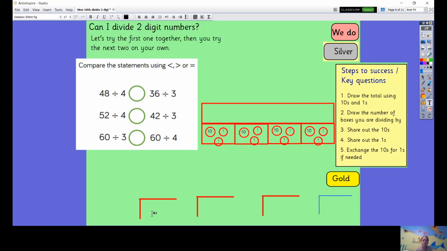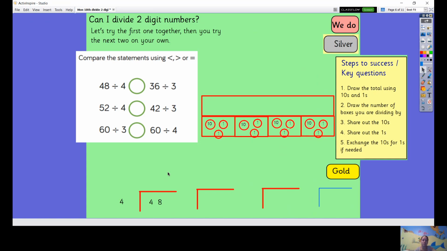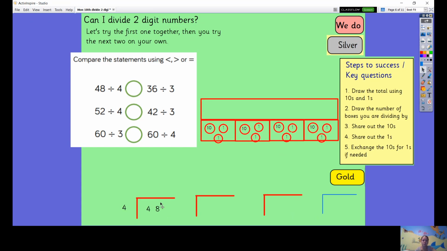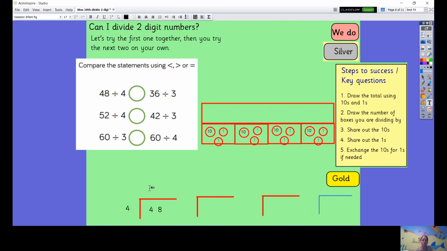Okay, now if I was doing this as a bus stop method, I put my amount to be divided in there underneath the bus stop, and I put my 4 outside because I'm dividing by 4. Now this one is a nice straightforward one to do. So I can say, right, okay, how many groups of 4 can I make out of 4? So if I had 4 children, how many groups of 4 can I make? I can make 1 group of 4 children. If I had 8 children, I could make 2 groups of 4, because I can make 2 lots of 4, 2 groups of 4 out of 8.